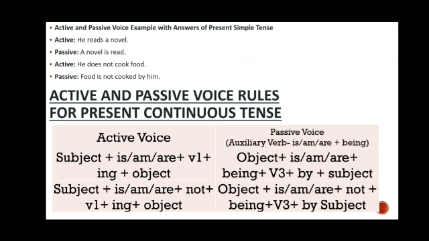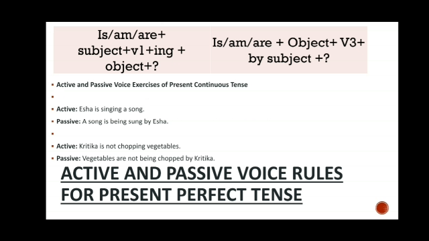He reads a novel. Okay, now what did we say here? He reads a novel. Now when we change it, it will be: a novel is read by him. Okay, here him is not written but you will write: a novel is read by him. He does not cook food. So, food is not cooked by him. Okay, now again these rules are the ones I taught you earlier, so we will go through another.